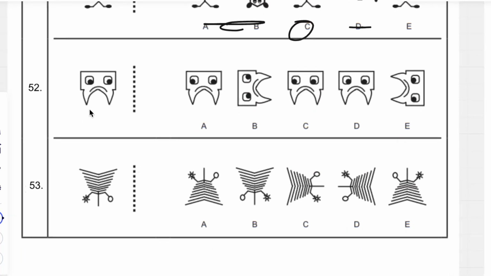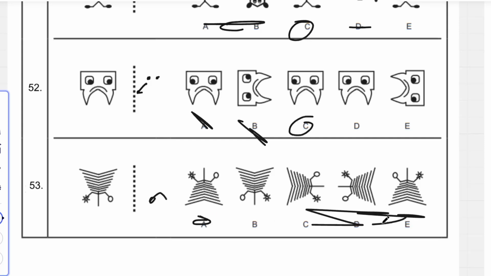Question 52. He's still going to be sad, and his eyes are going to face this way, sort of looking in this direction, so it can't be facing different directions. It's going to be C. Question 53, the circle is going to be here and then star going to be there, so it can't be any of these apart from B.